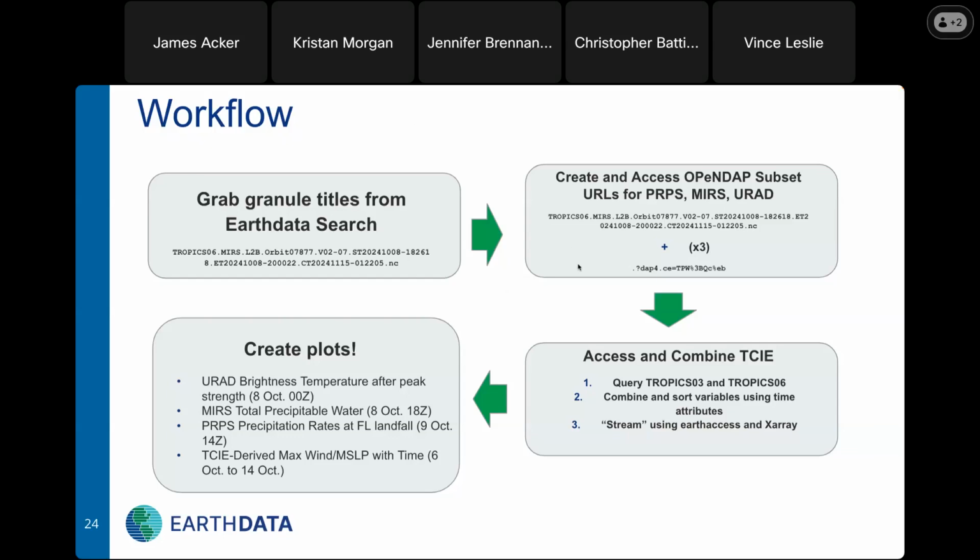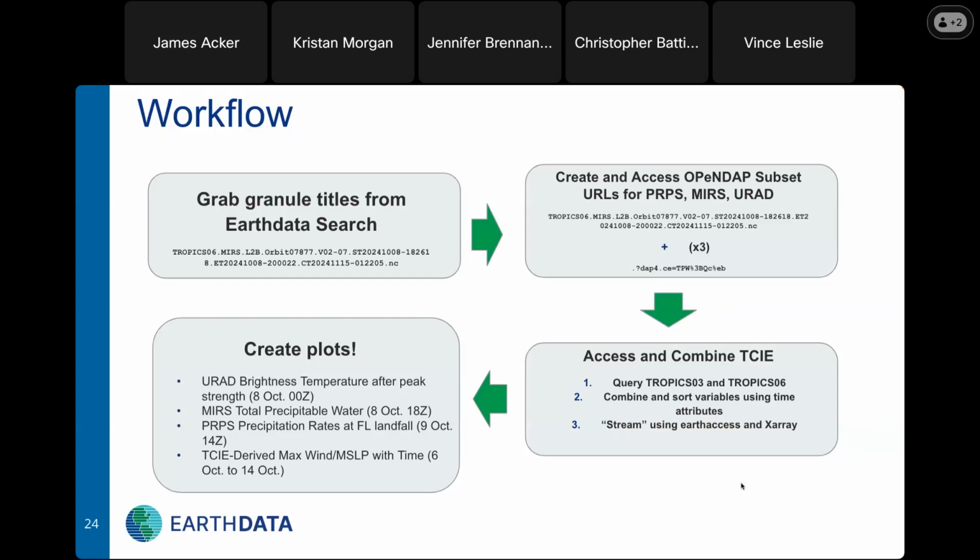Once we get those, we will create our OPeNDAP subset URLs. And we're going to use OPeNDAP to access the variables of interest from PRPS, MIRS, and URAD. OPeNDAP is something that I'll get into a little bit as we get into the Jupyter Notebook, but it requires us taking these URLs for where the data is stored, finding where the OPeNDAP service links are, and then appending these variable subset constraint expressions to them. Once we do that, later in the notebook, we will show how to access and combine the TCIE collection data.